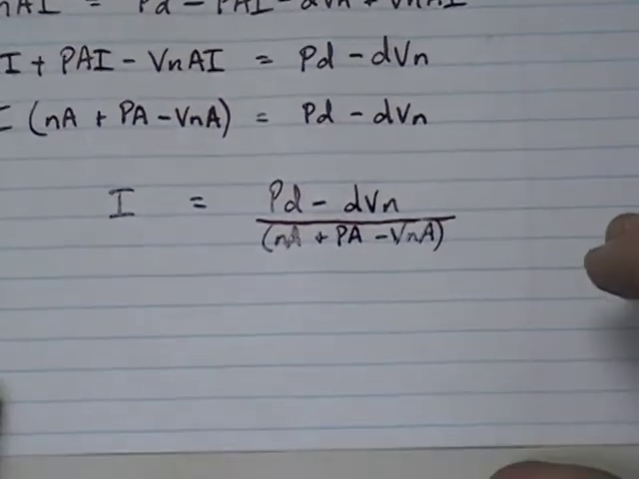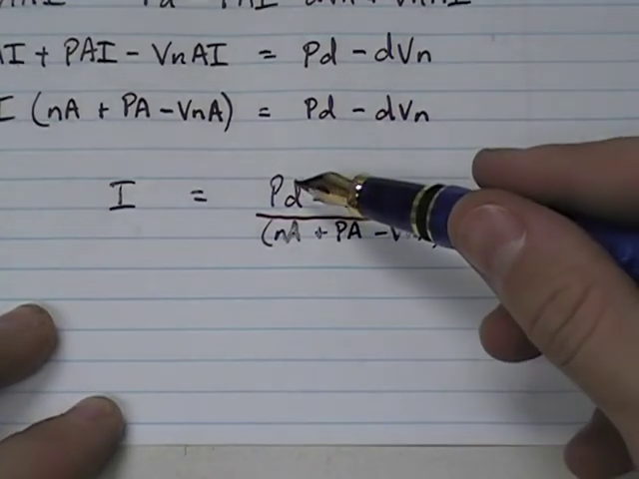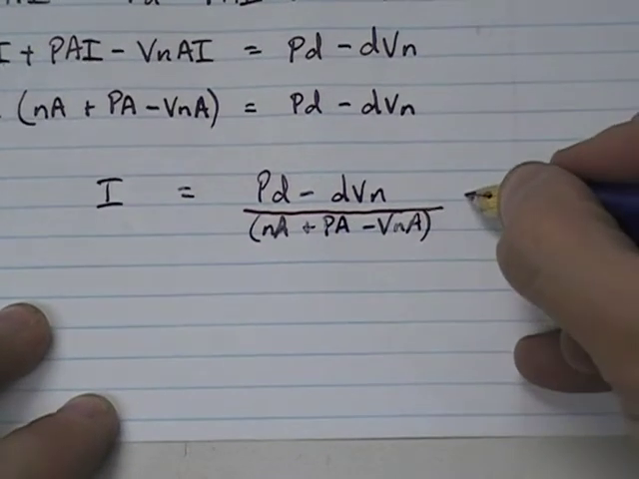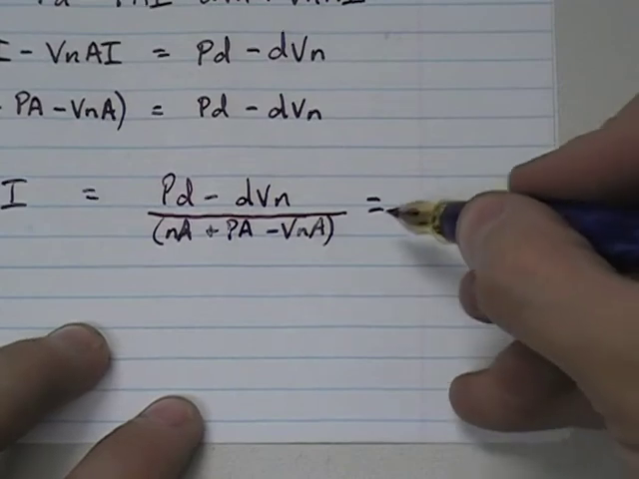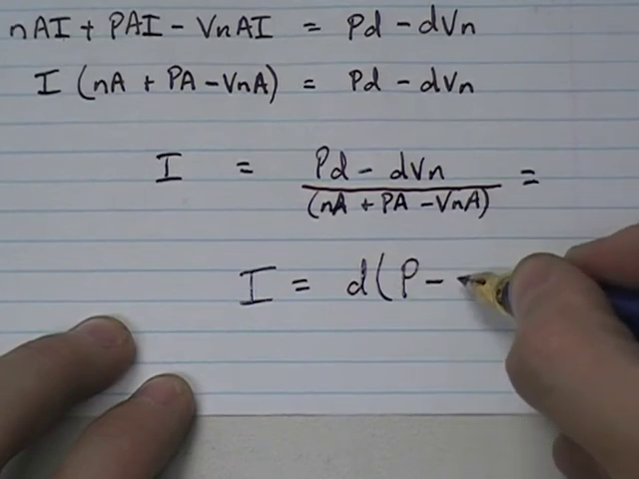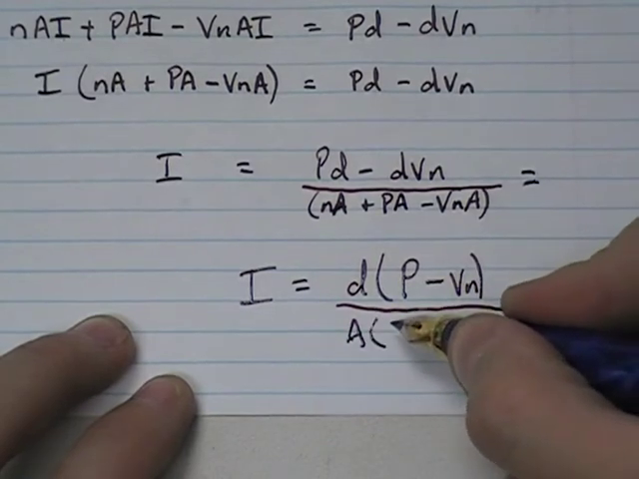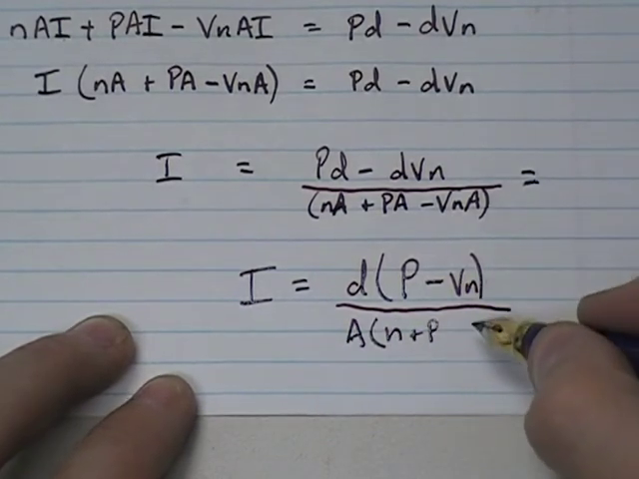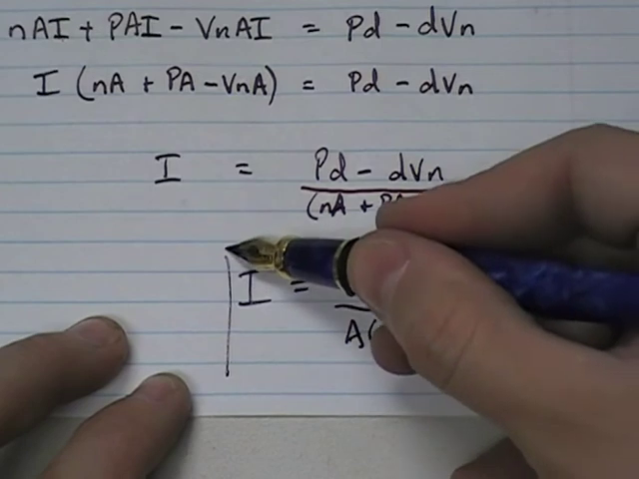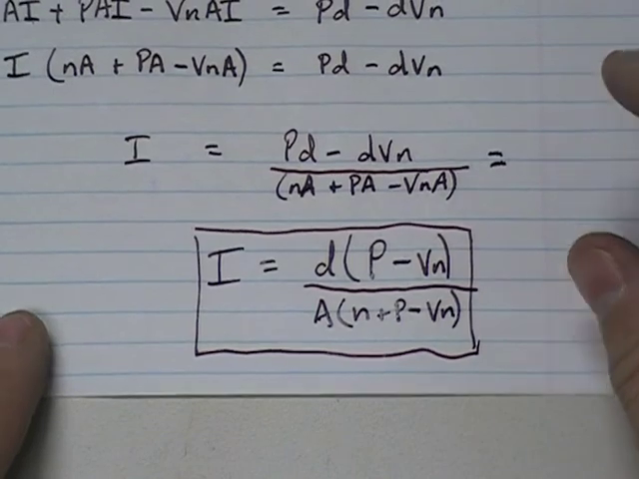And the only twist on this final answer is really and honestly, you should factor any common terms you have. And in the numerator, I have a D in both terms. And in the denominator, I have an A in both terms. So I really should factor this answer, and I should get I equals D times P minus Vn over A times N plus P minus Vn. And that is my answer. If you have any questions, please come see me.